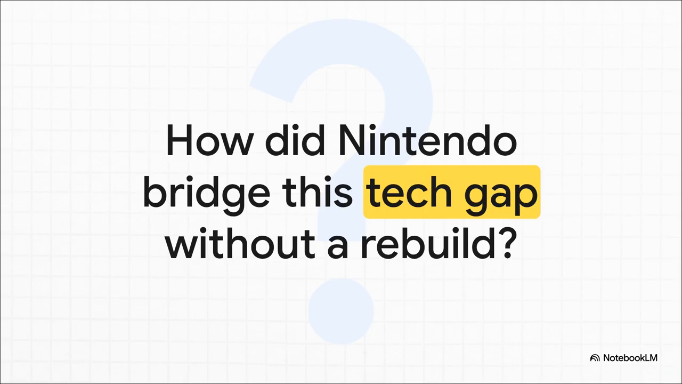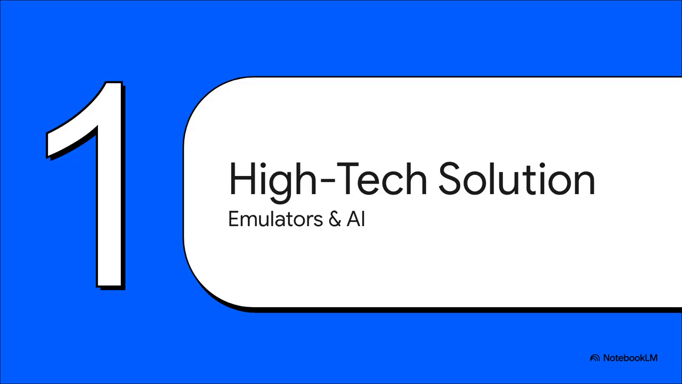So, what was it? Well, the answer turned out to be this really clever two-part strategy. They basically combined a kind of digital translator with what you could call an AI artist. Let's dive in and break down exactly how emulators and artificial intelligence came together to save the day.